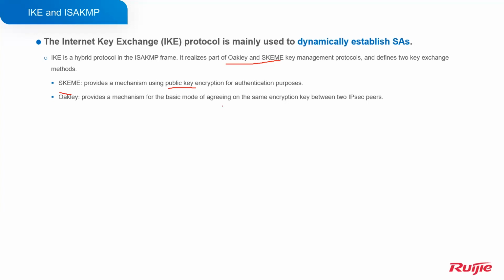And the second part, we can provide the mechanism for the basic mode of agreeing on the same encryption key between two IPSec peers. So the first part, we have to negotiate that you are the correct peer. Then we can negotiate the parameters to get the key information.